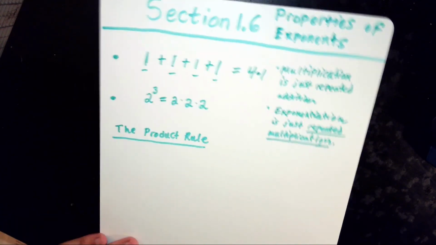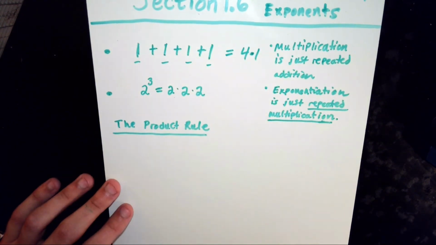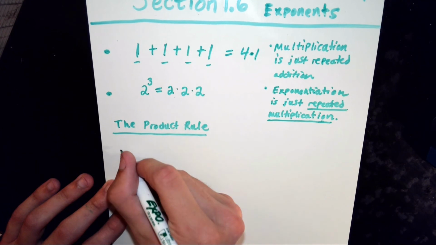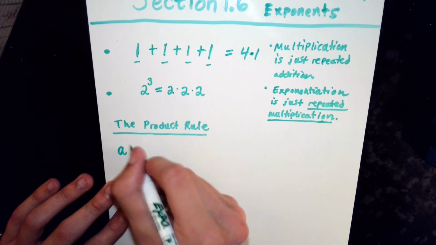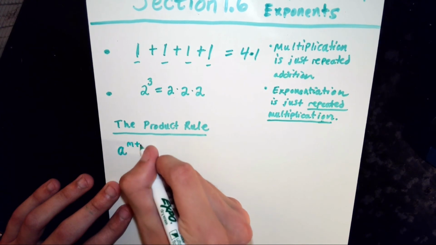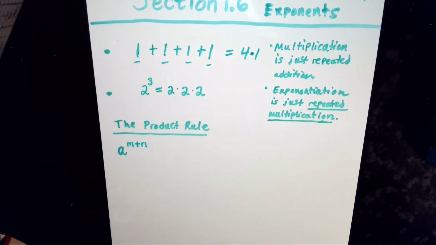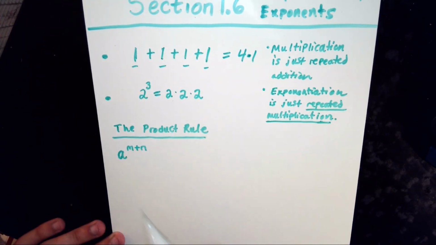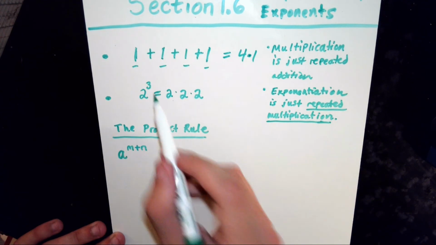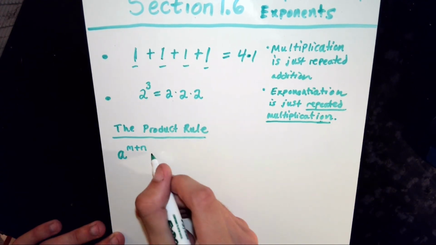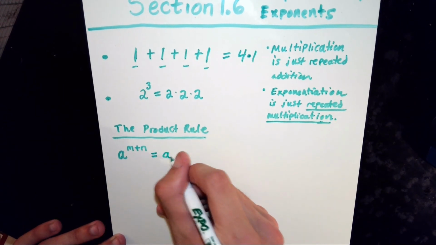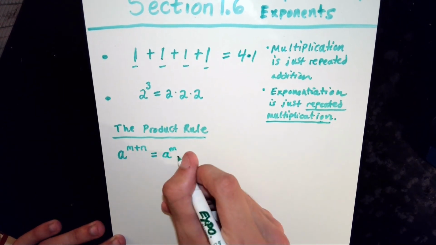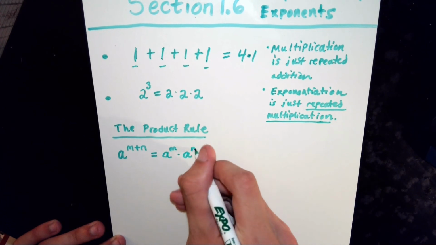So what the product rule states is this. It says that if you have some number a to the m plus n power, where m and n are just positive integers, like 3 or something like that, then this can always be viewed as a to the m times a to the n.